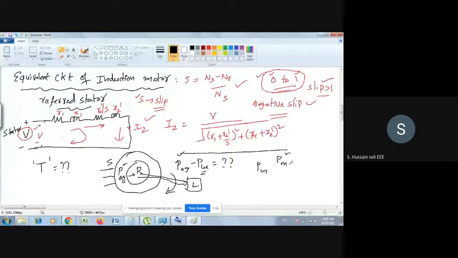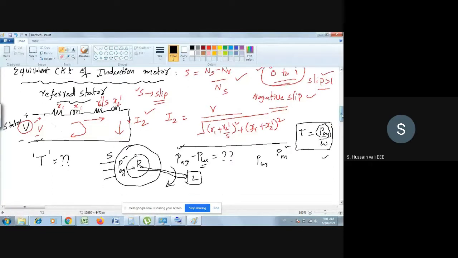So what is the relationship between torque and power? You know this: P is equal to 2 pi NT by 60. So torque is power PM by omega. What is omega? Omega is the angular speed. So this is the torque equation. Now how do you find the power? We can find the power here using I2 and everything.